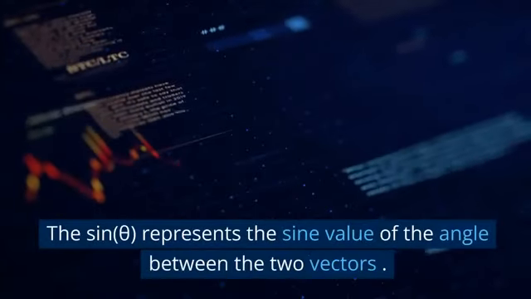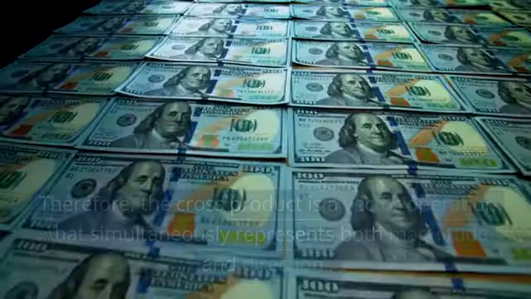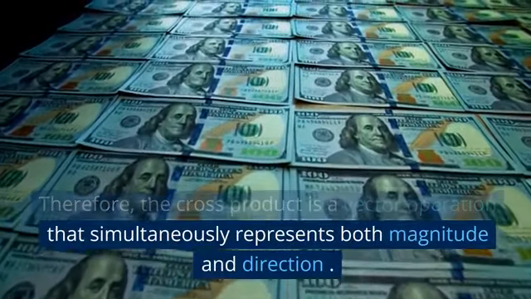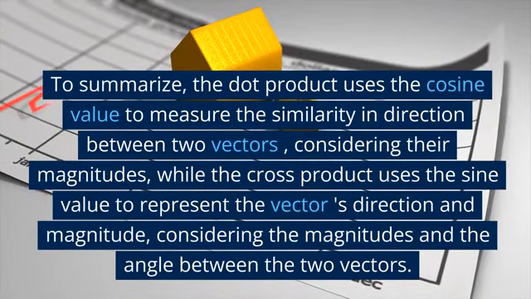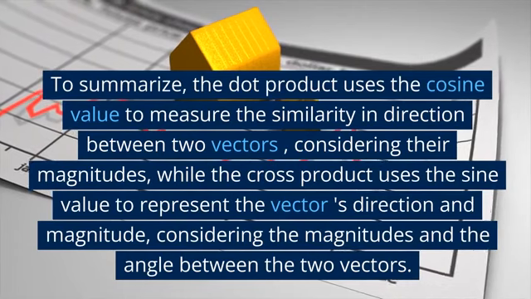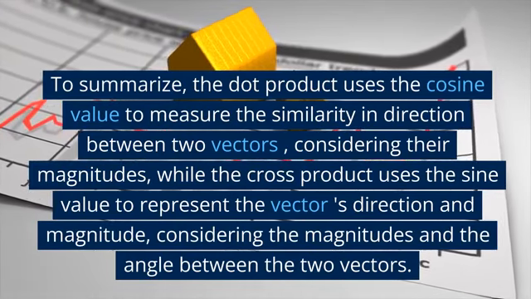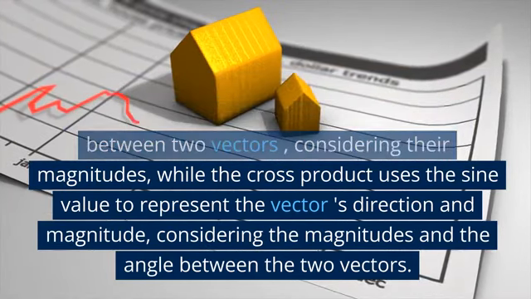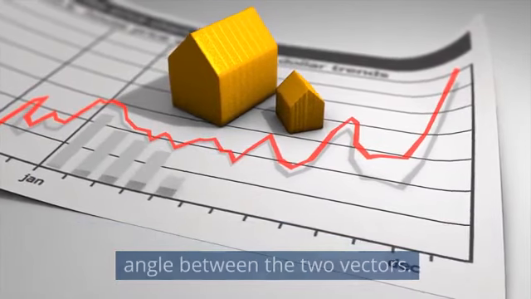The sin(theta) represents the sine value of the angle between the two vectors. Therefore, the cross product is a vector operation that simultaneously represents both magnitude and direction. To summarize, the dot product uses the cosine value to measure the similarity in direction between two vectors, considering their magnitudes, while the cross product uses the sine value to represent the vector's direction and magnitude, considering the magnitudes and the angle between the two vectors.